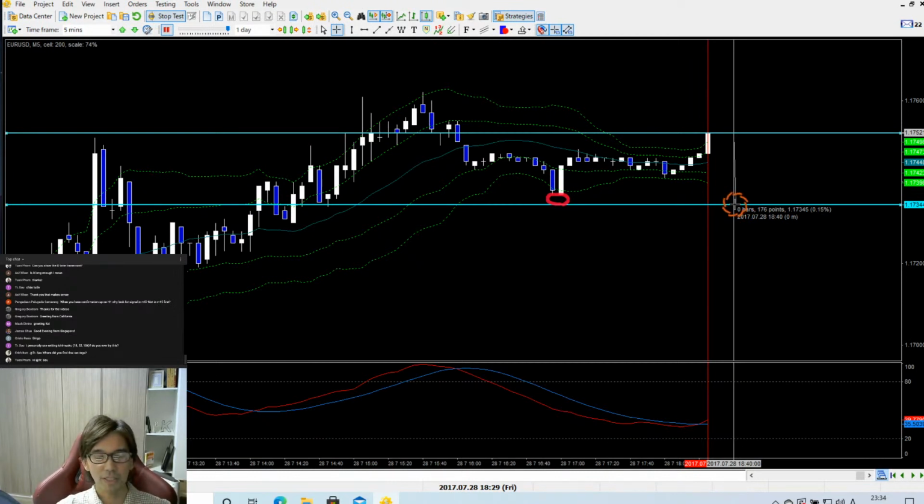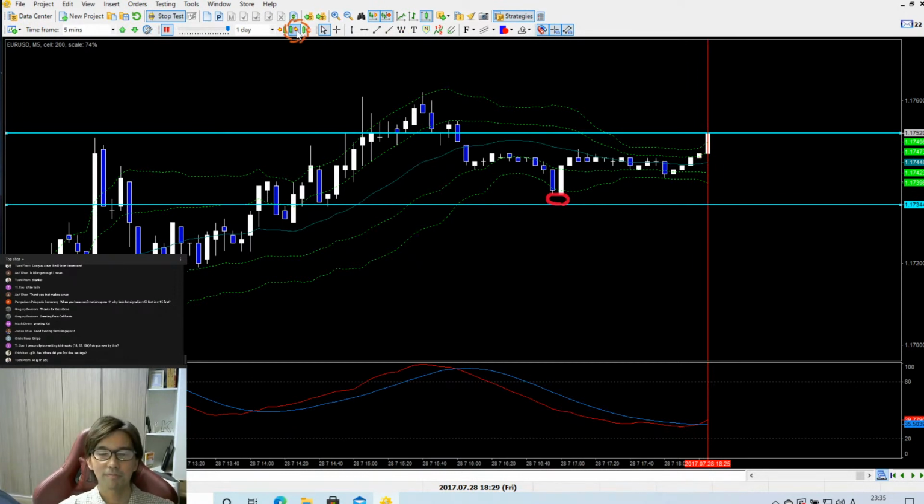And my target is based on the daily chart. In this example, my stop loss is based on the 5. My target is based on the daily chart, and that's why my risk-reward ratio every time I take trades will be greater than 2 or 3. So this is one of the timings for entry.